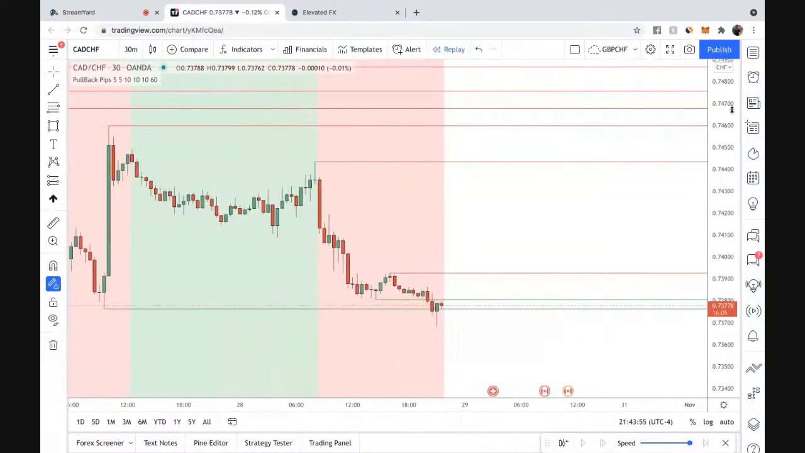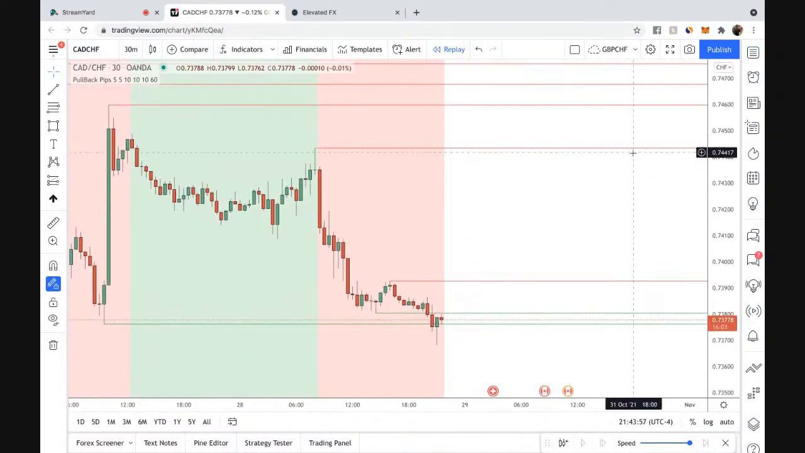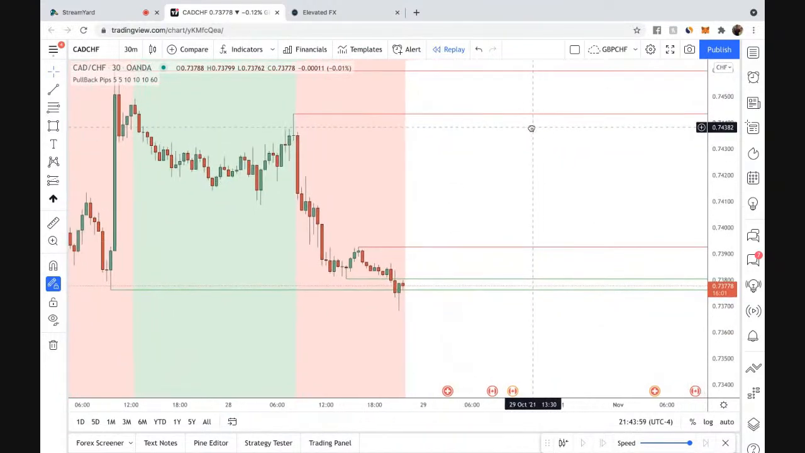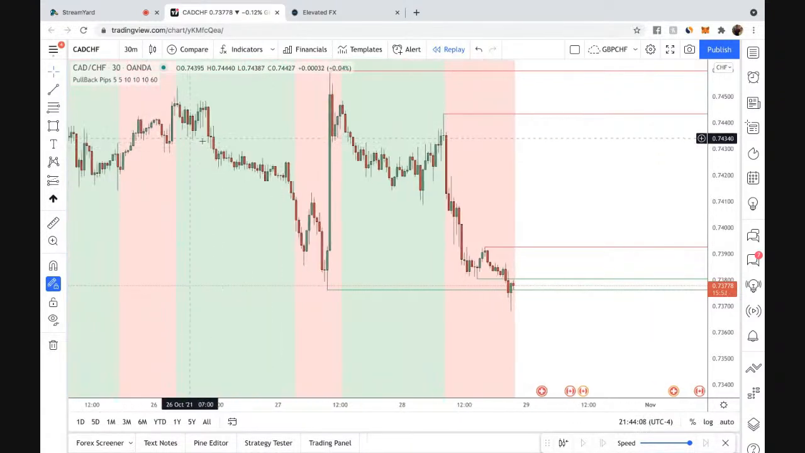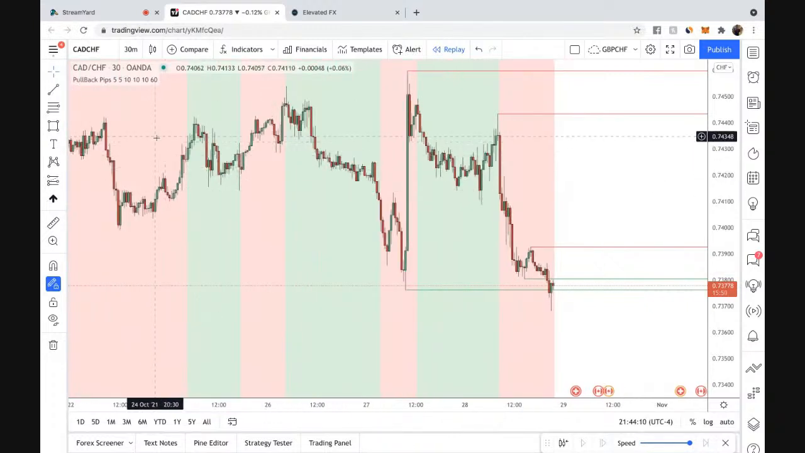CAD CHF, man. A lot of those CHF pairs don't move as much, you know? Just imagine this pair was in so much consolidation for almost an entire day, right? You don't want to be stuck in moments of consolidation where markets are just a little choppy. And as you can see, this was very choppy.